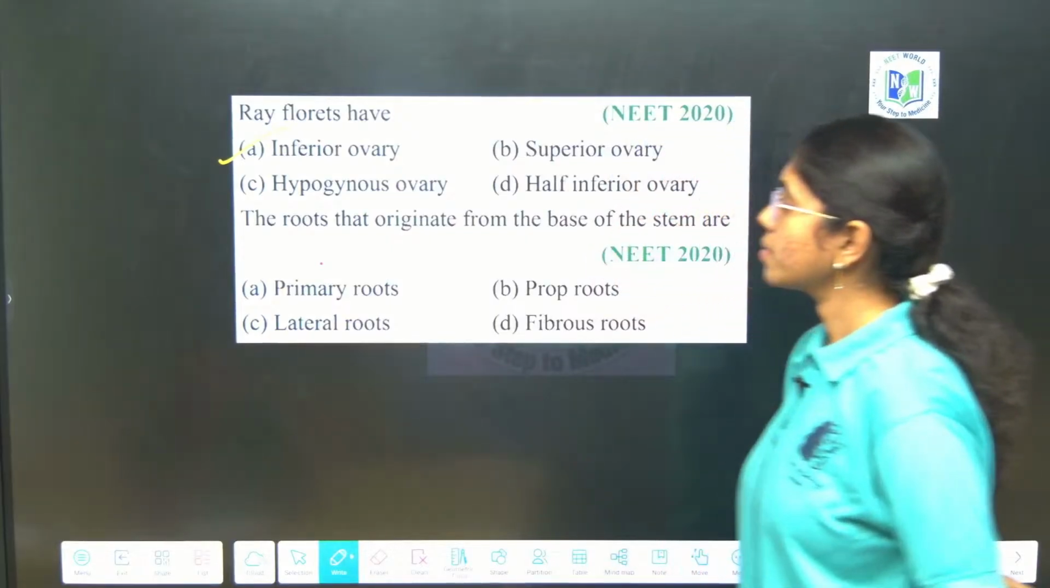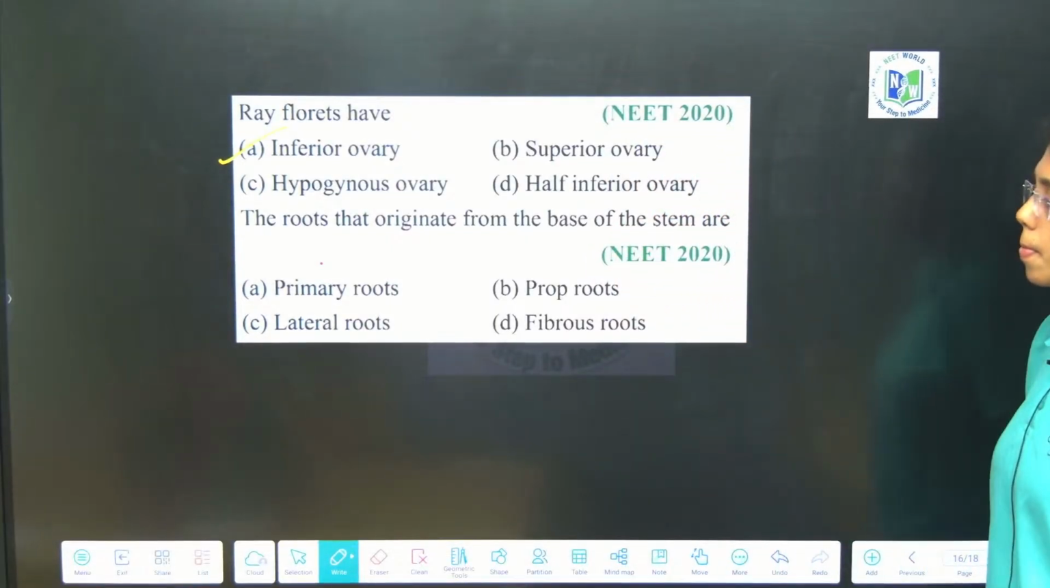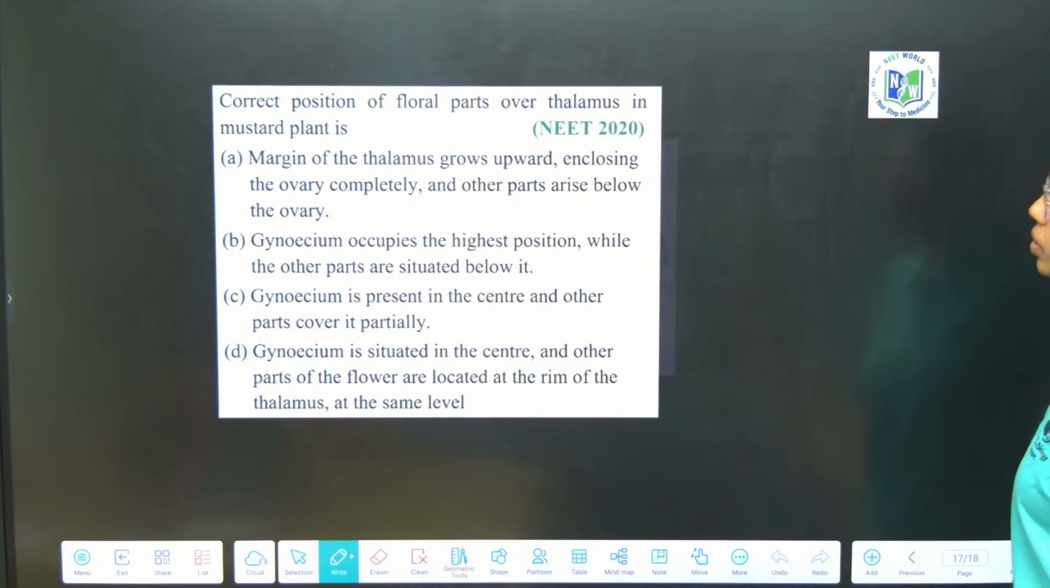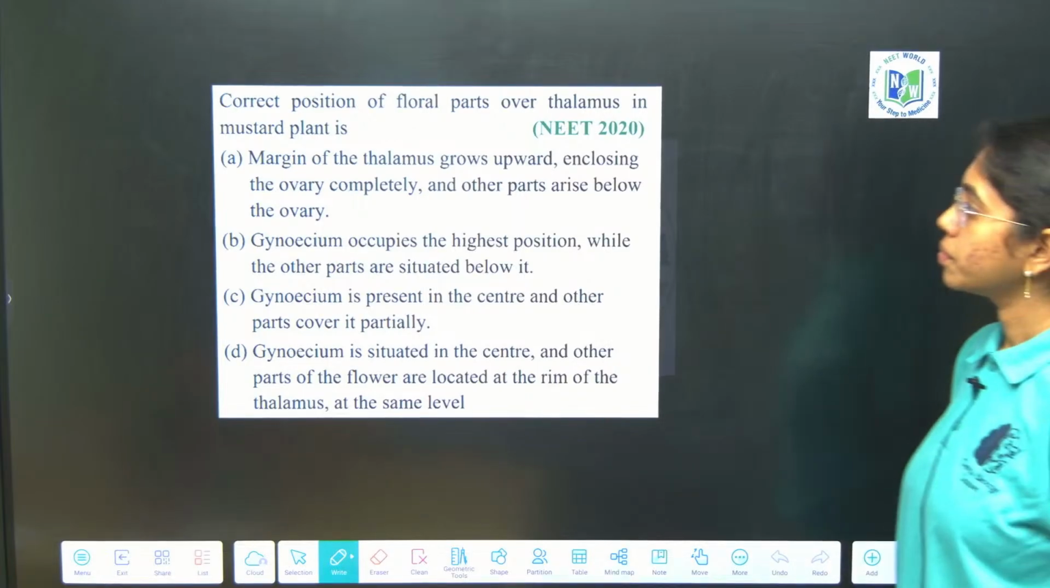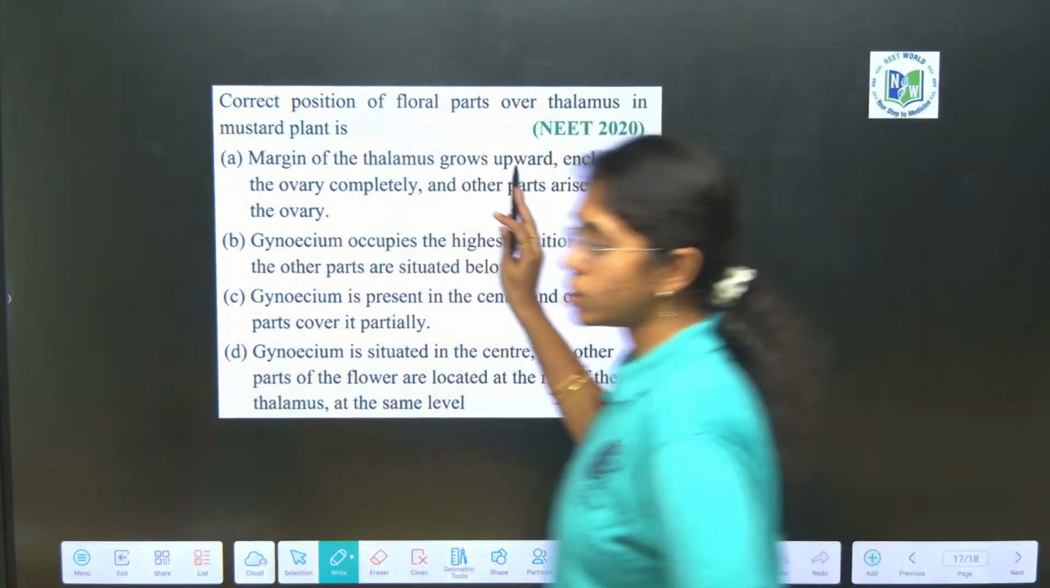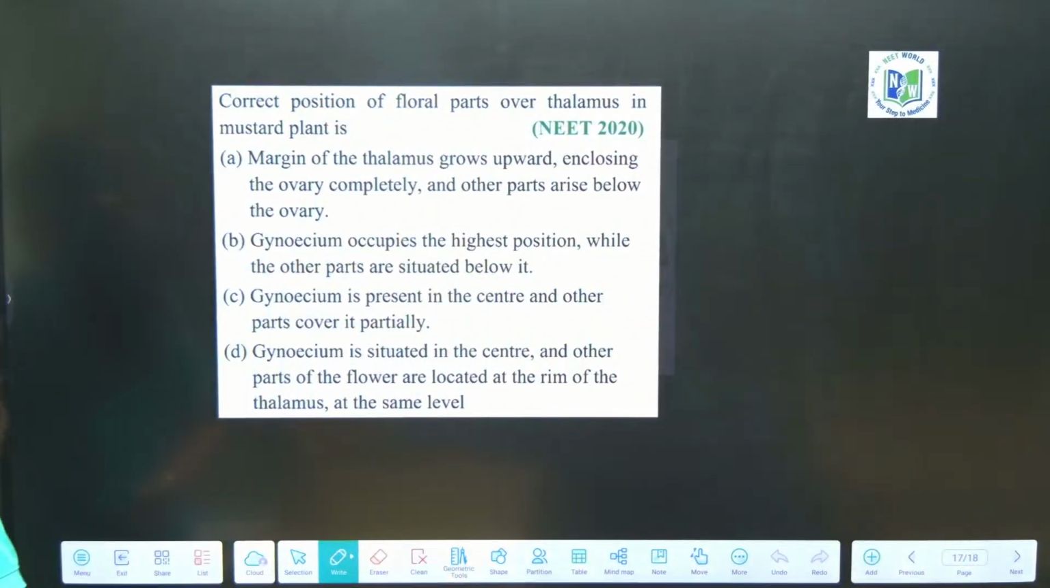The roots that emerge from the base of fibrous roots. Very good. Next question. Adaptation of floral parts of thalamus in mustard. Think and answer. Mustard, marginal presentation. The question is on position of flower. Think and answer.